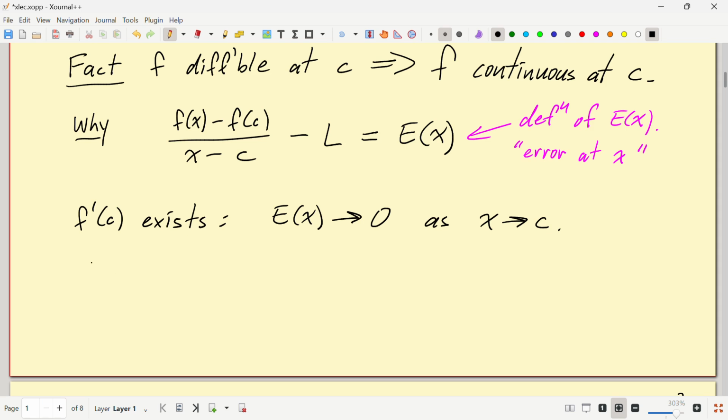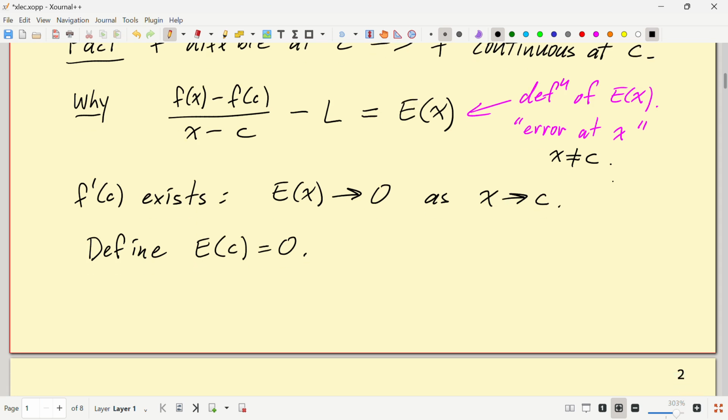Let's define E of c equals 0. Okay, that definition of E of x didn't make sense when x is equal to c. So I should say the definition of E of x is when x is unequal to c. Otherwise, that formula doesn't make any sense. But now I'm going to define E of c to be 0 because it's the natural choice. If I do that, then E of x is continuous at c.